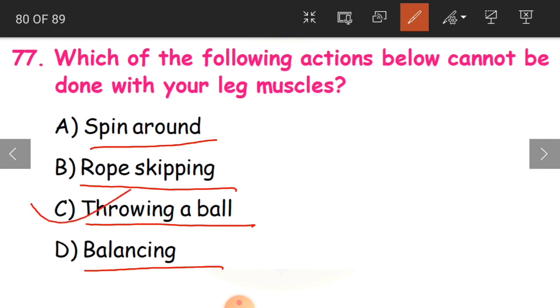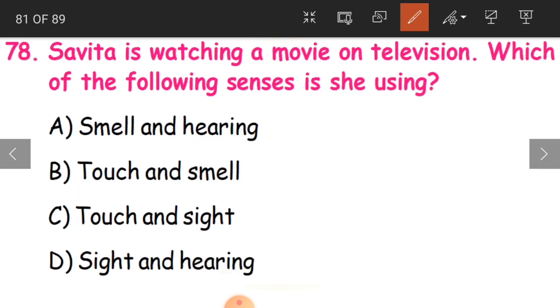Yes, throwing a ball. Throwing a ball will use our hand, not our leg. So C is the correct answer, whereas spinning, rope skipping and balancing are done with our leg. So C is the correct answer.